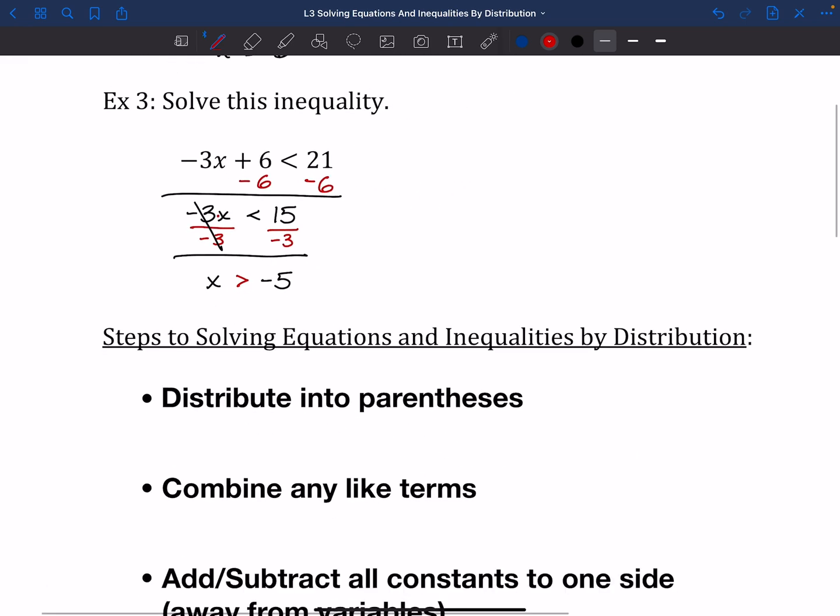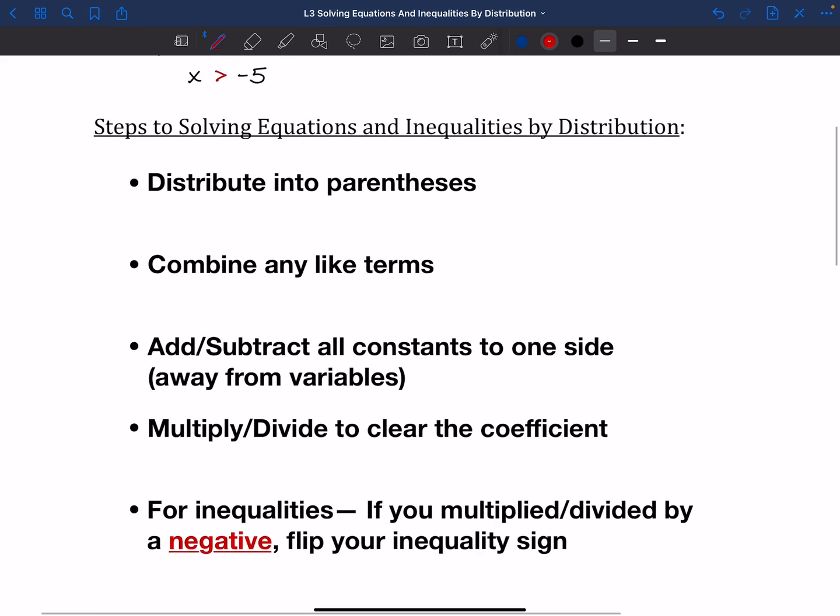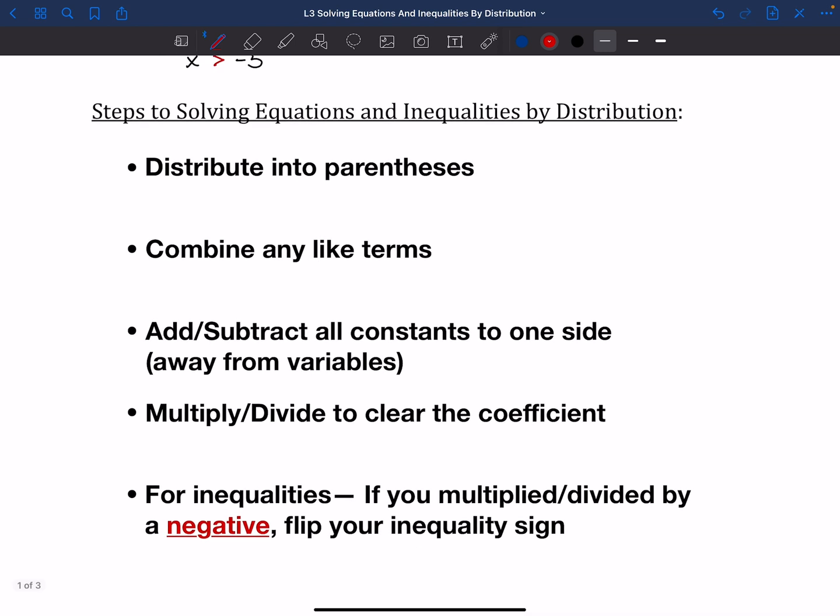So the real meat and potatoes of what we're doing today is right here. These are our steps for solving equations and inequalities where we have to distribute first. So if you need to pause and write these down after I'm done talking about them, that's fine. Our first thing is that we're going to distribute in any parentheses we have. That's the whole thing, distribution.